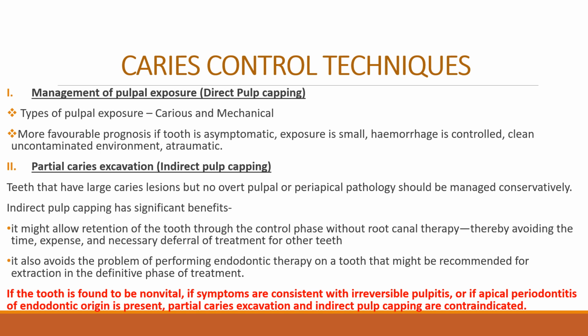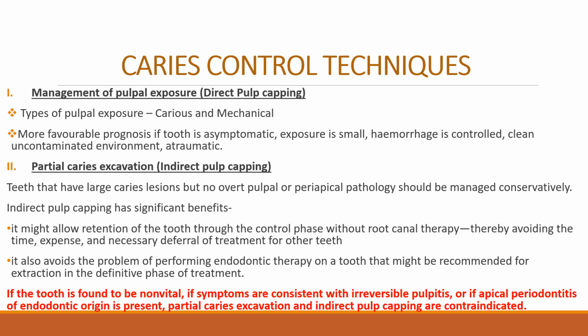So therefore, this is a much cheaper and more effective and conservative way of treating large carious lesions with no pulpal periapical pathology. And second, a significant benefit of indirect pulp capping is that it avoids the problem of performing endodontic therapy on a tooth that might be recommended for extraction in the definitive phase of treatment.